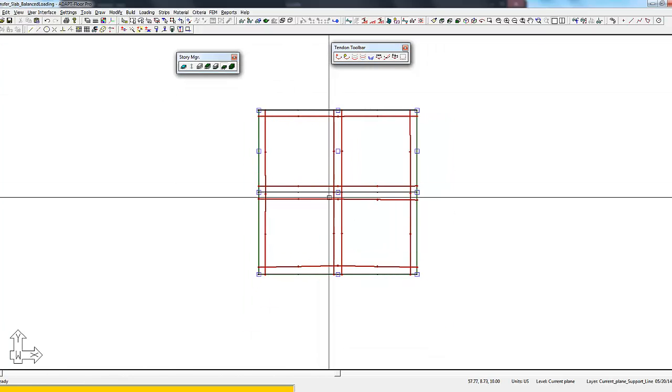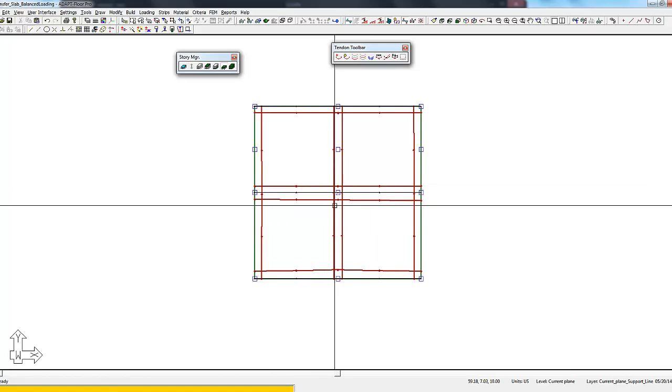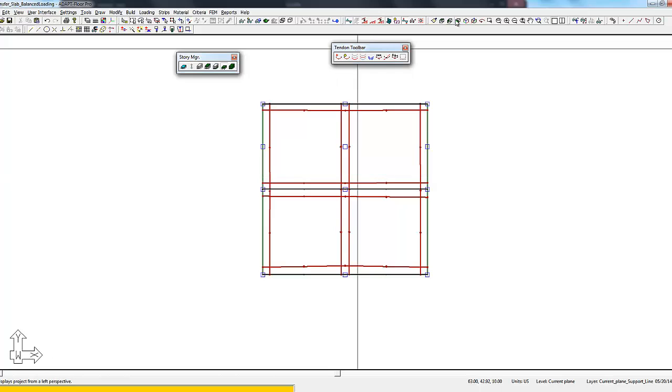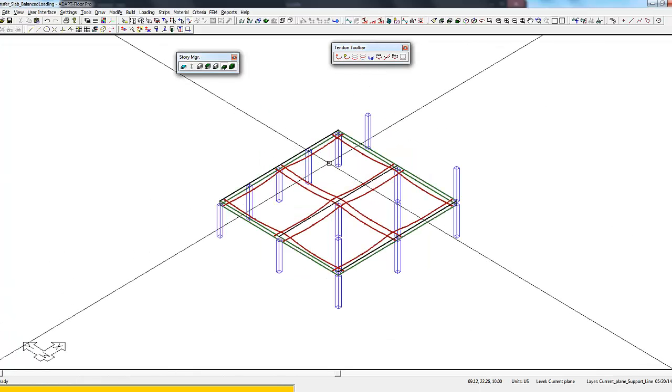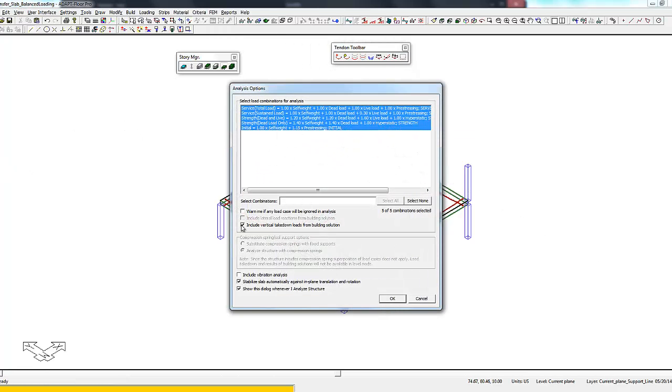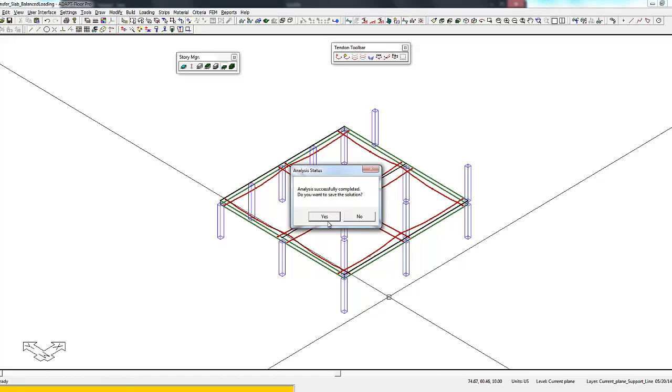The model has been meshed already. There's some basic loading. There's 30 pounds per square foot dead load and 100 pounds per square foot live load. In this example, we're again analyzing only this level. So at this point, we're not considering any of the transfer loads. If I go ahead and analyze this particular level, I'm going to turn off the option to include vertical load takedown. So this means that any of the transfer loads are not being considered. We're going to go ahead and analyze that.